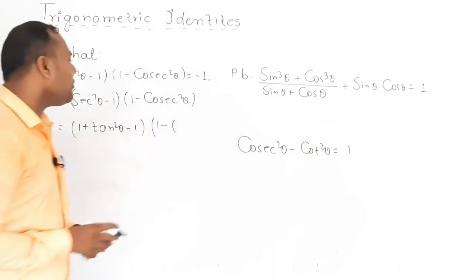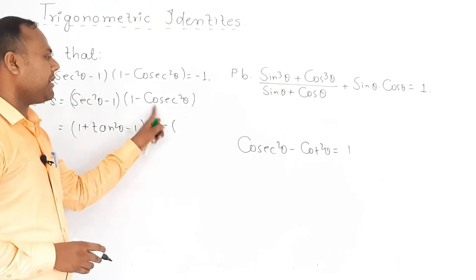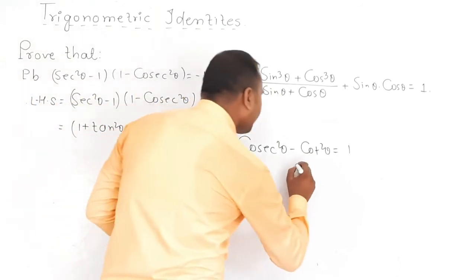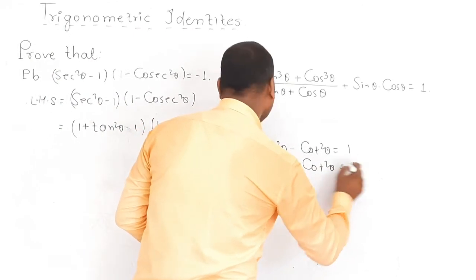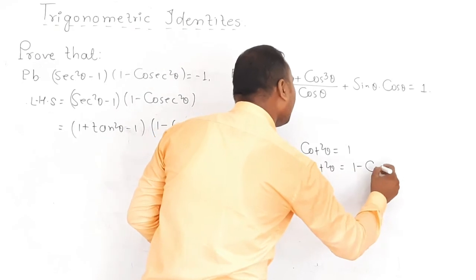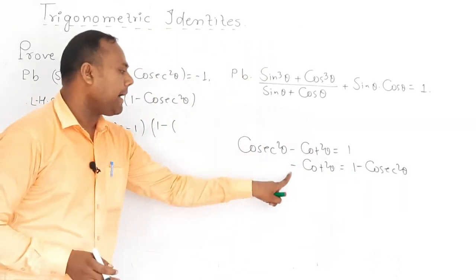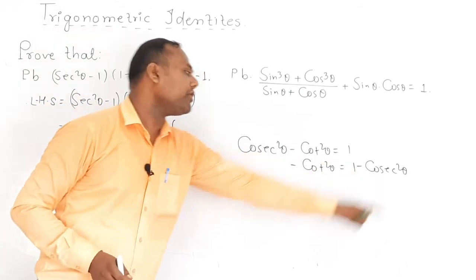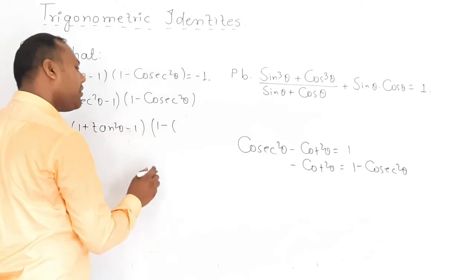We have to put here 1 − cosec² θ. That means minus cot² θ will be equal to 1 − cosec² θ. We already discussed. Now put here minus cot² θ means 1 − cosec² θ, or 1 − cosec² θ means minus cot² θ.